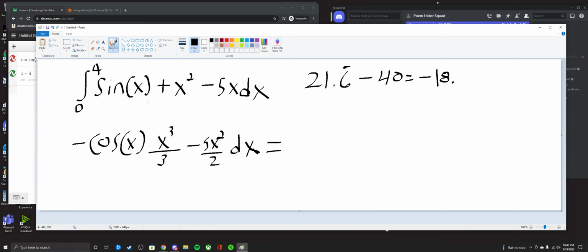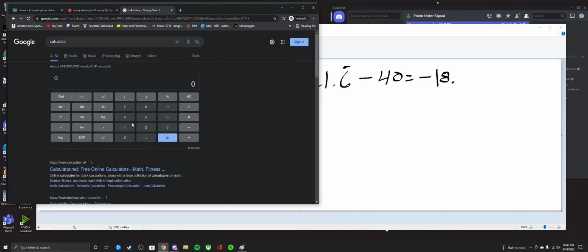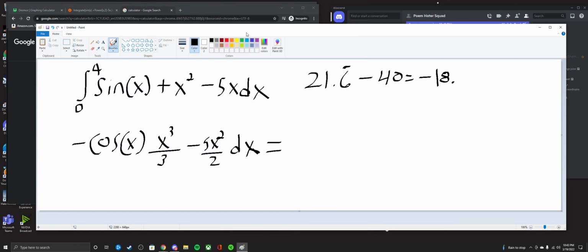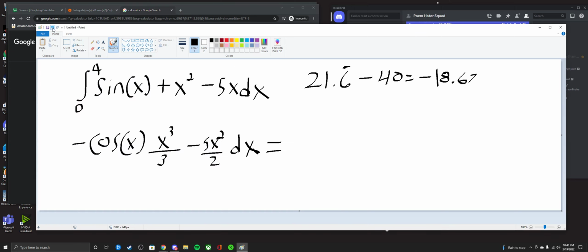Here, let me just make sure. What is it? It's 112. Or sorry. Yeah, no, we're good. 112 divided by 6. 18.67 repeating. Right, so we can just have that. That's it in fractional form. Sorry, not 867. It's just 86 repeating. So that's what it is.